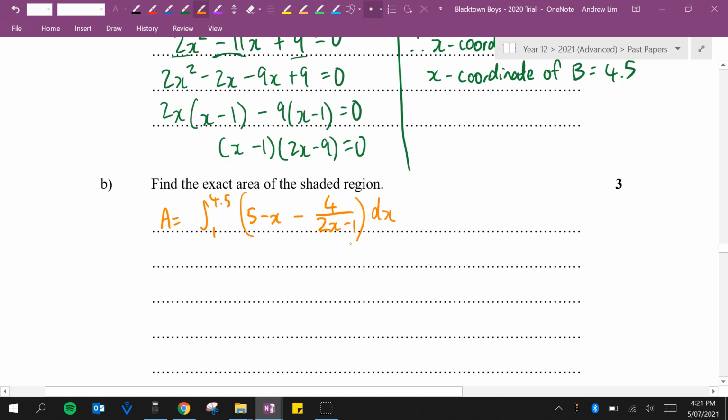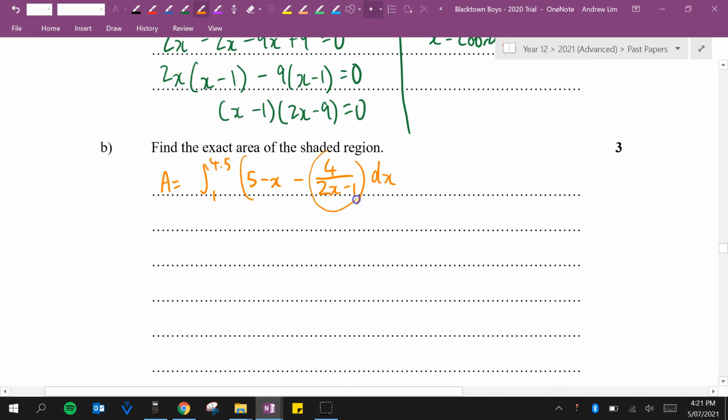Now I'm actually going to split this up because I will need to manipulate this. So I'm going to split this up into the integral from 1 to 4.5 of 5 minus x dx. I'm going to subtract, for the same limits, 4 over 2x minus 1 dx. Now it's going to be easy for us to integrate the first half. It's this second half that we will need to manipulate.